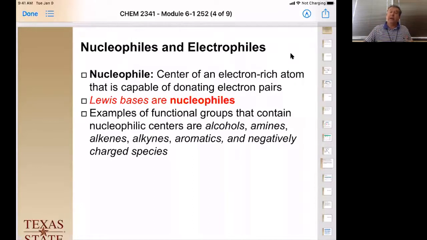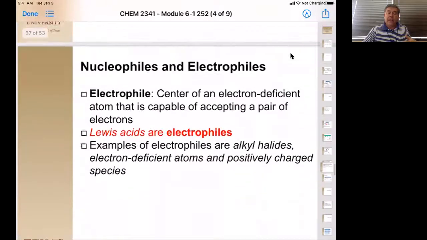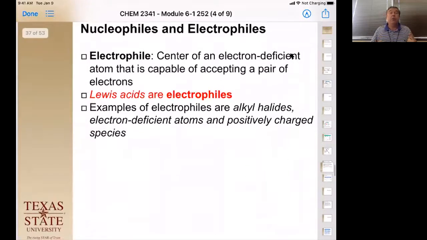Which means by contrast, if you have either a positive charge or less electrons than you want, you're looking to accept those electrons. And you're the electrophile. You're looking for electrons.